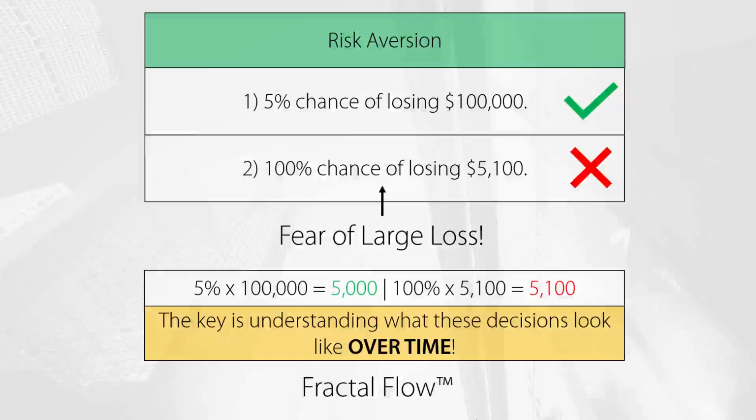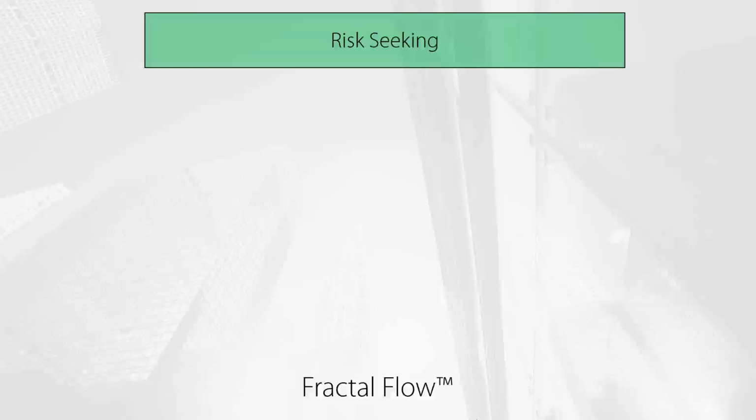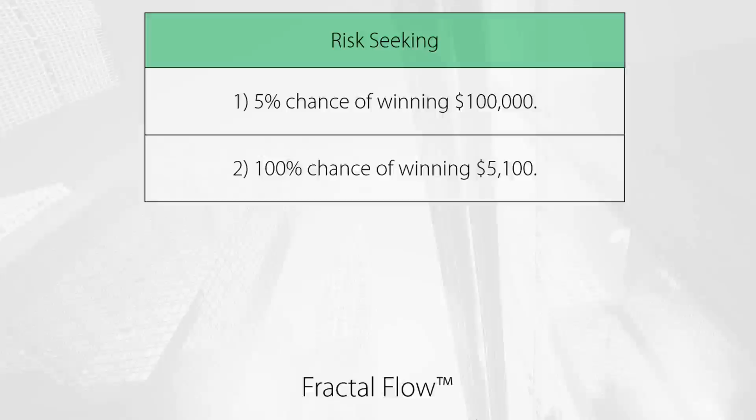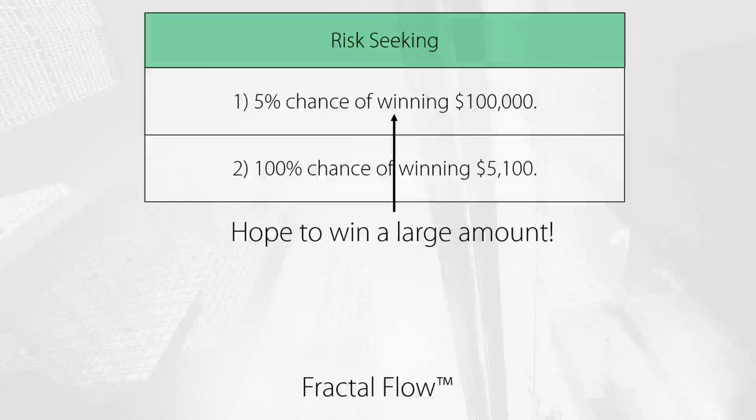Let's now look at two classic examples of questions that provoke risk-seeking behavior. Consider the two following alternatives. Number 1. 5% chance of winning $100,000. Number 2. 100% chance of winning $5,100. From the last two examples, you already know that you should look at this problem under the light of mathematics and statistics, and therefore, you should be able to see that the correct answer is alternative number 2.